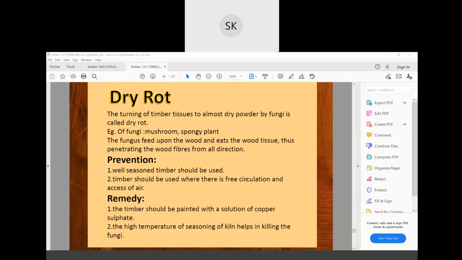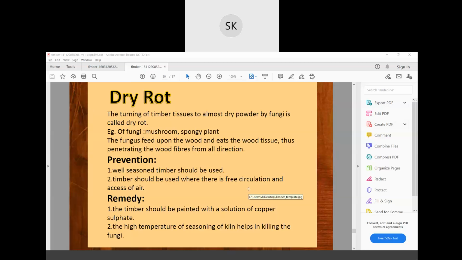Dry rot: the turning of timber tissues to almost dry powder by fungi is called dry rot. When the fungi has attacked in such a way that if you take a small piece of timber and press it within your fingers, it will turn completely to dry powder. This, which is due to attack by fungi, is known as dry rot.